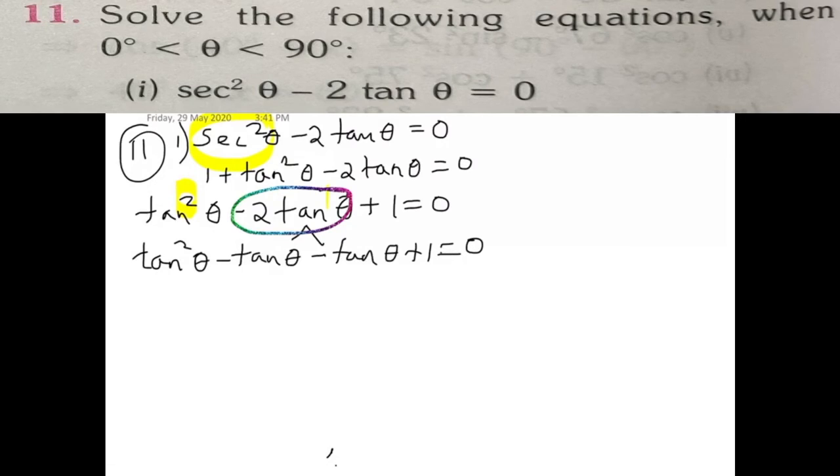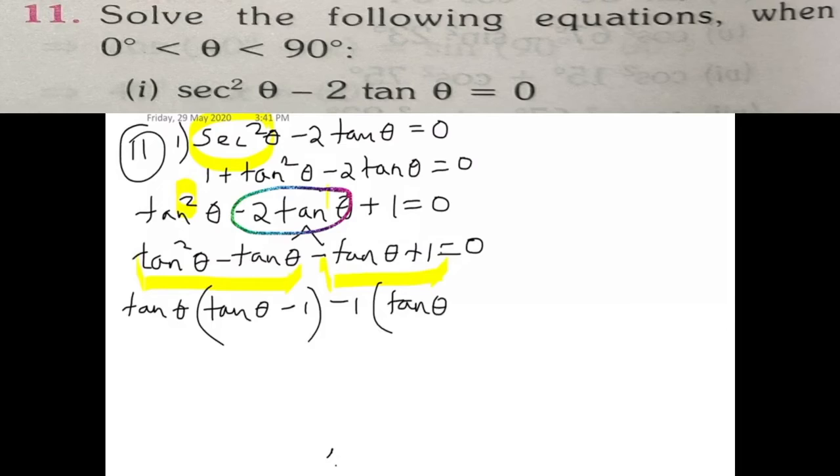Now we are ready to take out the common factor. I am going to take the common between these two and also between these two. Common between the first and the second is tan theta. Taking tan theta common, inside the bracket will be tan theta minus 1. In the second one, nothing is common, so I take minus 1 as common, then minus into minus is plus, and minus into plus is minus 1. Now you can see both the brackets are same: tan theta minus 1 in the first bracket, and tan theta minus 1 in the second bracket.